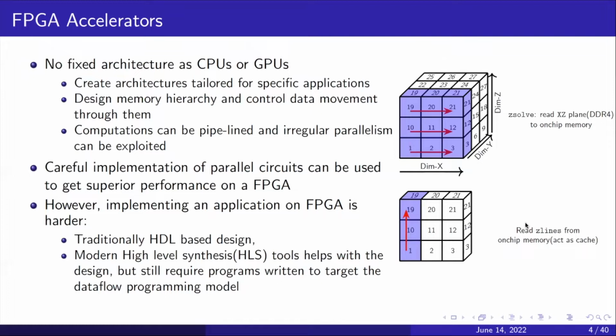Pipelined data flow graph-based computation is possible on FPGAs and irregular parallelism can be achieved. The data circuit can be scaled into multiple compute units working in parallel to get superior performance on FPGAs. Yet, the challenge in using FPGAs is programming overhead. Recent HLS tools drastically reduce development time compared to hardware description language-based designs, but HLS also requires customization and skills in the data flow programming model.